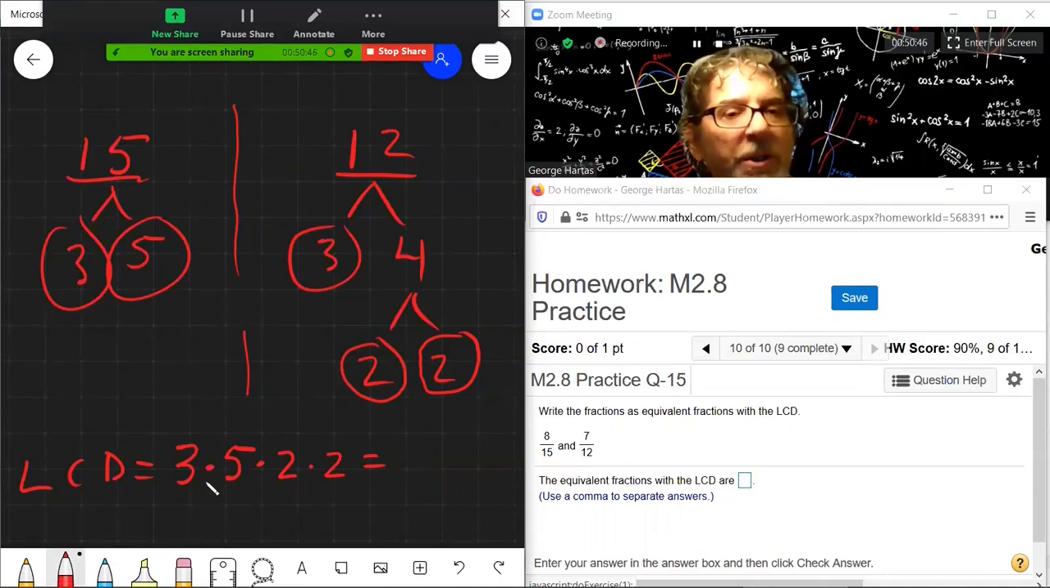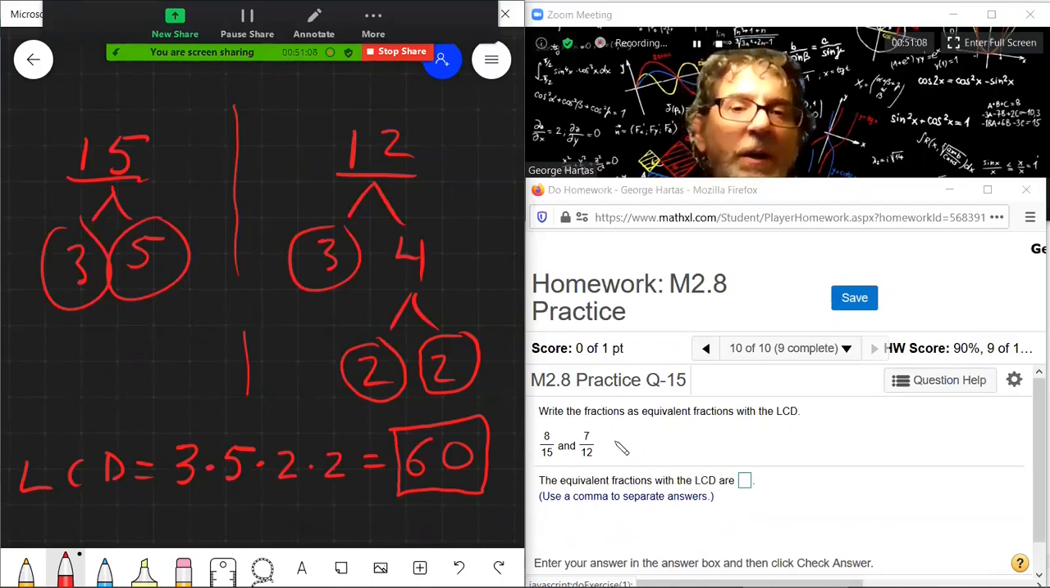So let's multiply this out. So this is 3 times 5 is 15. 15 times 4 is 60. 60. 60 is the lowest common denominator. So, but they don't want just that, right? They don't want that. They want equivalent fractions. Now, obviously, help will explain that, and I will explain that, but they don't want the LCD now.